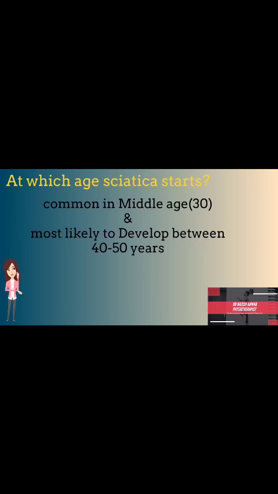So we move on to the next question: at which age does sciatica start? Same as the teenager question, adults ask why my back is hurting so much, complaining of pain travelling in one leg. It is common in middle age, around 30, and most likely to develop between 40 and 50 years of age. The main reason is we are working very hard at this stage, such as adults lifting heavy loads, which affects the spine and possibly causes early degenerative changes in the spine, which can lead to sciatica.